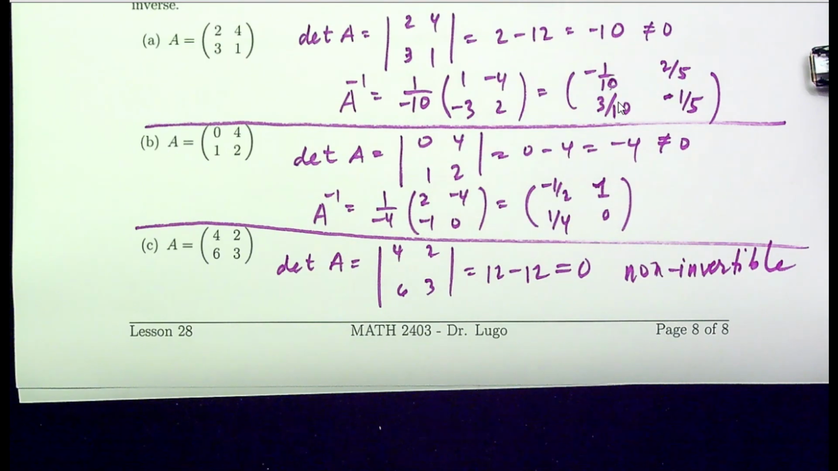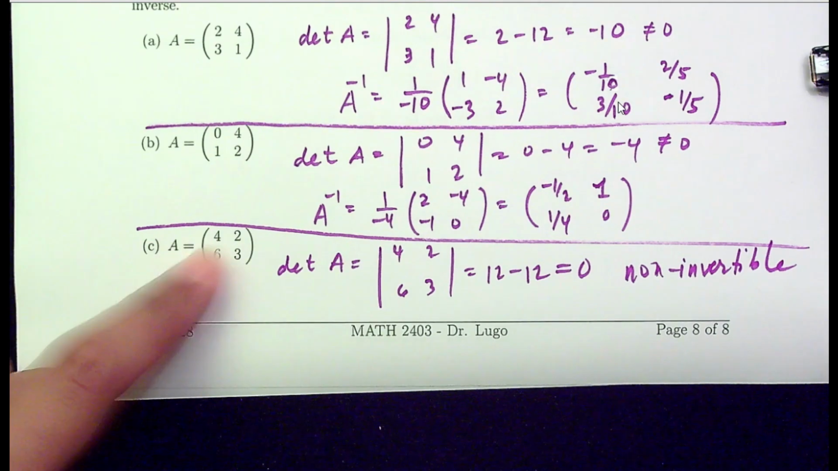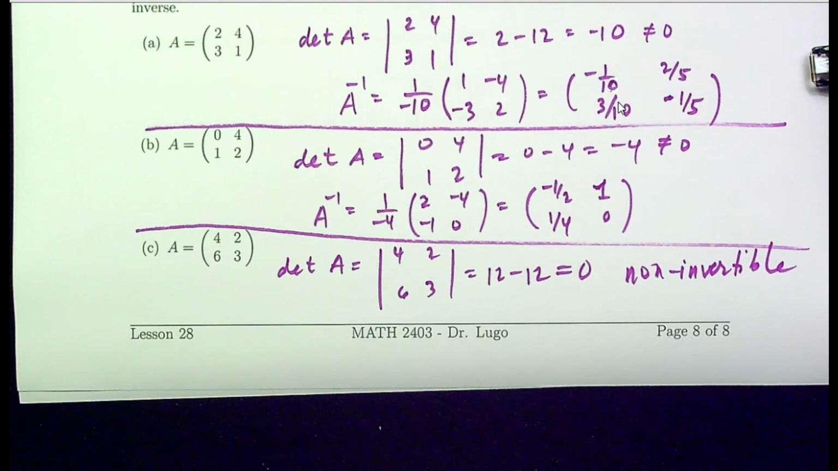So if you had a system that has these numbers as coefficients, this system either has no solution or has infinitely many solutions. It doesn't have a unique solution, like in the invertible case.